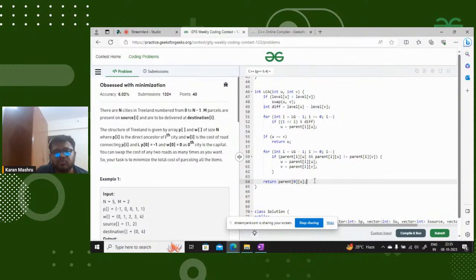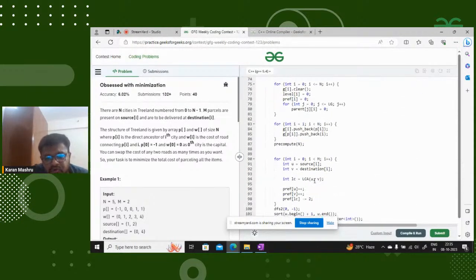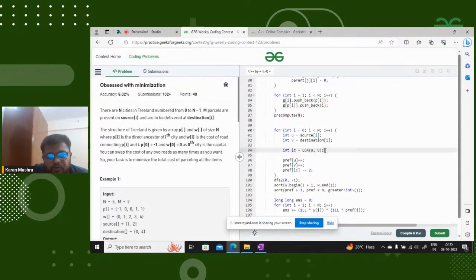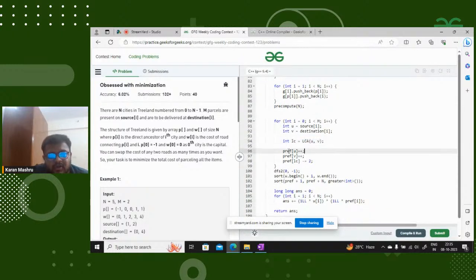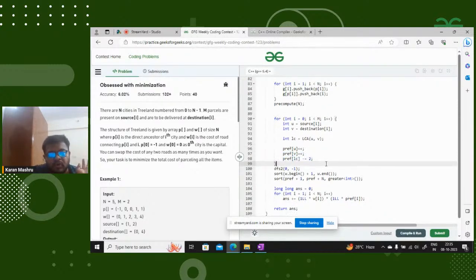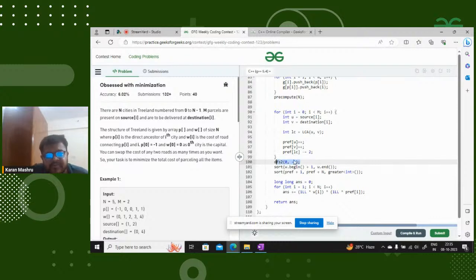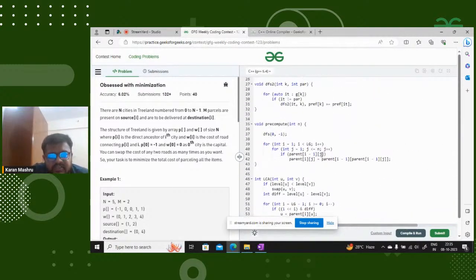Okay, so this will work even if it is a skewed tree. So I computed the least common ancestor using LCA. Then, as we talked before, prefix of u plus plus, prefix of v plus plus, and prefix of the least common ancestor minus 2. Then I will call another DFS which will sum up the values. So 0 is the current node and its parent is -1. Okay, let's see DFS2.